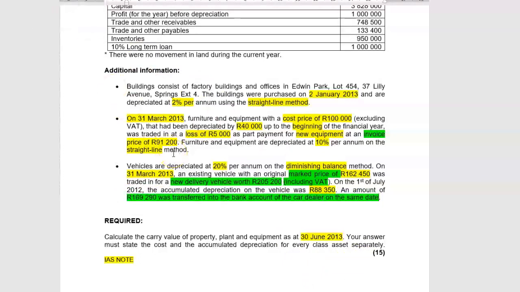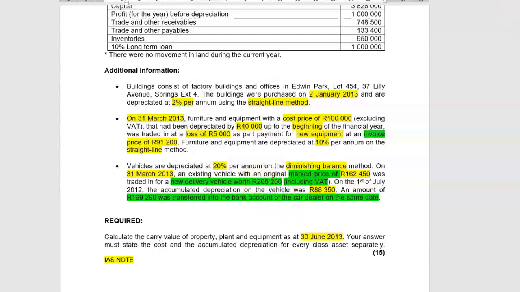Now remember what I've told you. We have a trading transaction here in the true sense of the word. So we had an old vehicle which we have disposed of. So the first step will be to work out what was the profit or loss on the sale of the old vehicle. And then we had a new vehicle that we've acquired. So the second step will be to record the acquisition of the new vehicle and work out the depreciation charge on that vehicle.